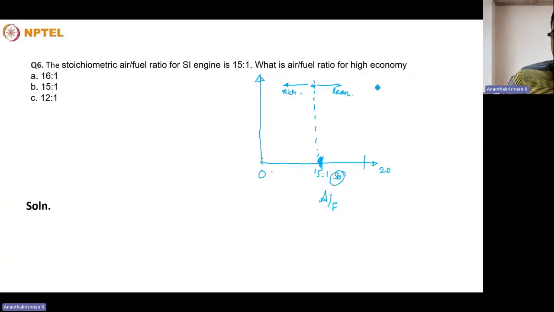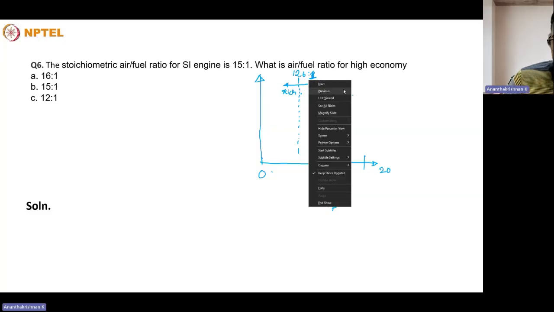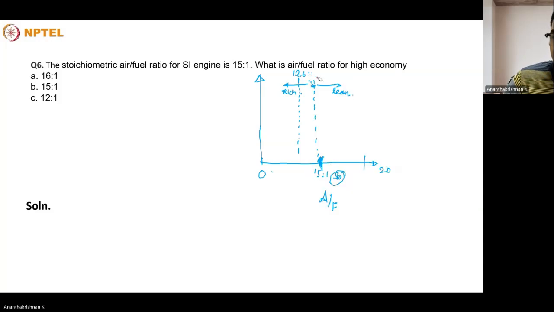So we'll be getting the maximum power in the case of SA engine at somewhere around 12.6 is to 1. So this is just the complete combustion, the stoichiometric. The maximum power is something that we obtained towards a slightly richer side.